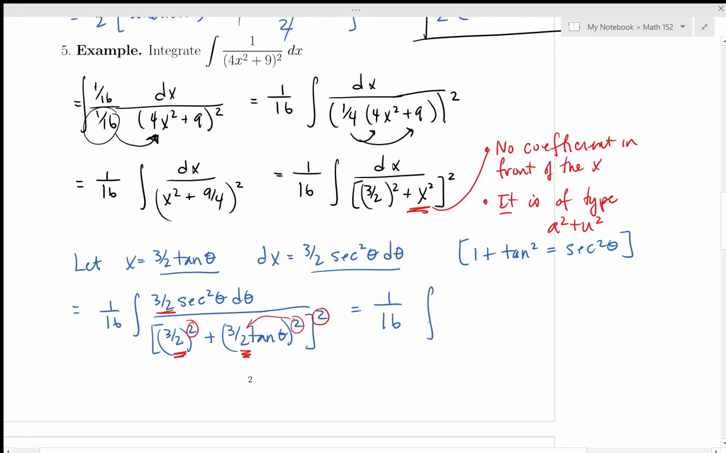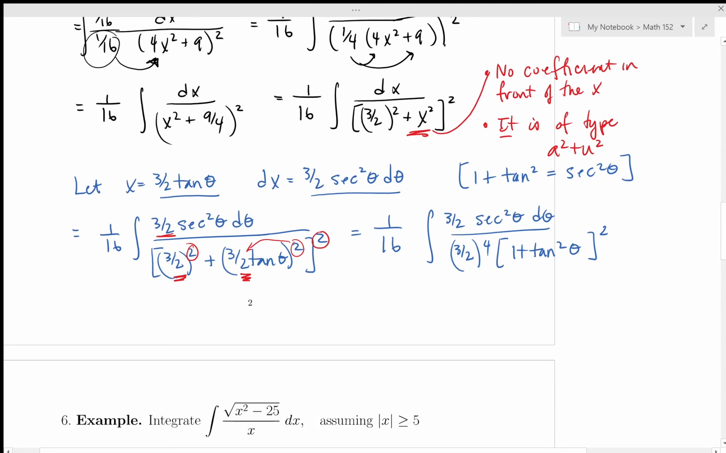So I'm looking at here having still that 3/2 in the numerator, secant squared theta d theta, and in the denominator I'm having 3/2 to the 4, and then I have 1 plus tangent squared theta there also, and that is squared. Okay, I've got 3/2 divided by 3/2 to the 4th. That is going to be 2/3 cubed.